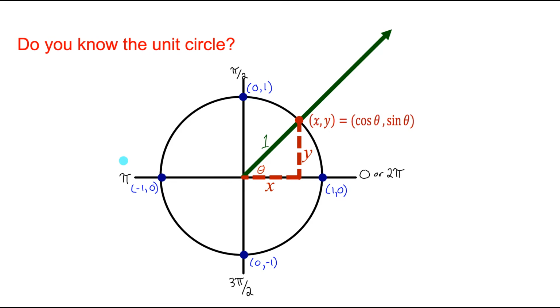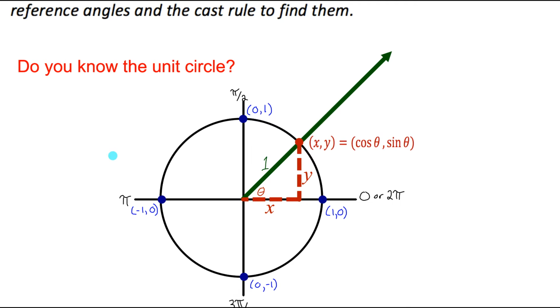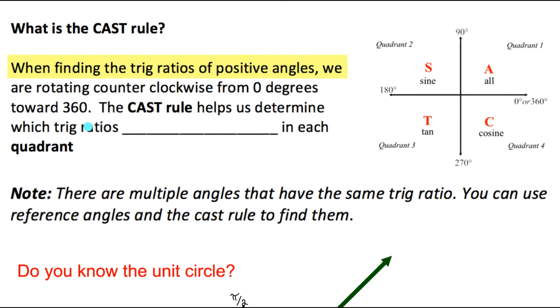Okay, now let's go back up to the cast rule and see why the cast rule actually makes sense based on this unit circle. What is the cast rule? It says when finding trig ratios of positive angles, we are rotating counterclockwise from 0 degrees towards 360. So that just means we're rotating from this positive x-axis counterclockwise back to 360. So we're going in that direction. The cast rule helps us determine which trig ratios are positive in each quadrant. So when you write cast rule, you write it in this order, C, A, S, T.